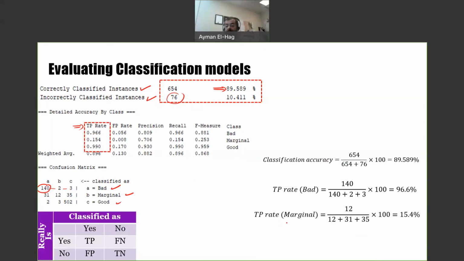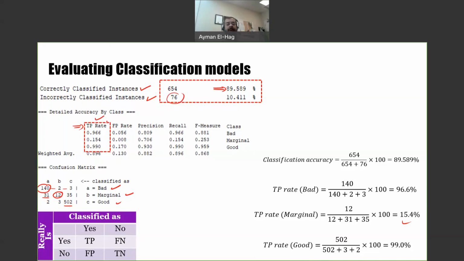True positive for the marginal: we have 12 samples that are correctly classified, and the total is 31 plus 12 plus 35, and this is what we talked about last time. We have a very low true positive rate for the marginal. Finally, true positive for the good, which is again 502 divided by the summation of all these samples. Okay, so that is this column, the true positive rate.